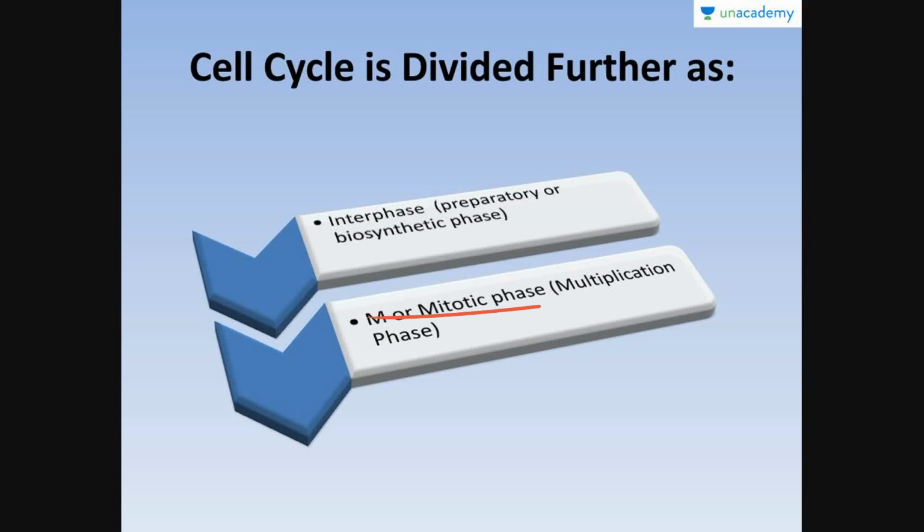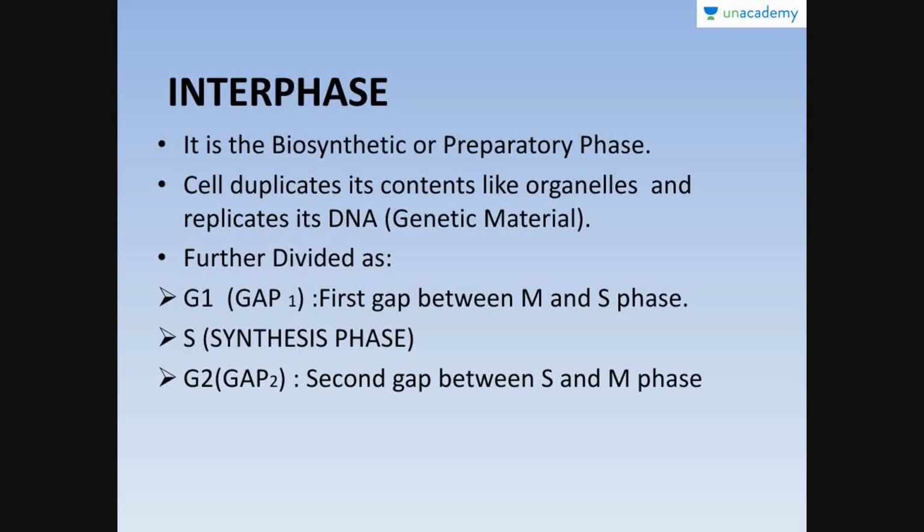Now the M phase or the mitotic phase, which is called as a multiplication phase. Now why do we call it a multiplication phase? Because one parent cell would give rise to two daughter cells. So in a way the parent cell is multiplying. That is why we refer to it as multiplication phase. Now I will give a brief discussion about the interphase and the M phase.